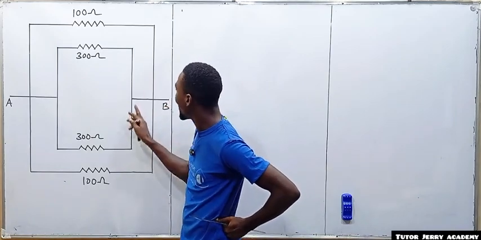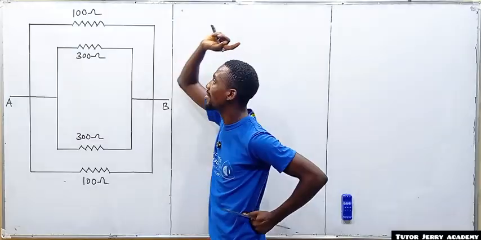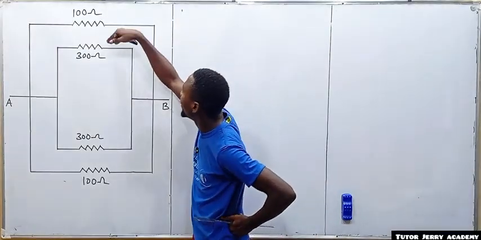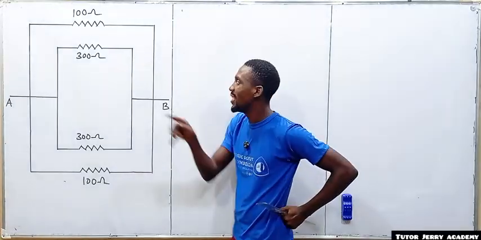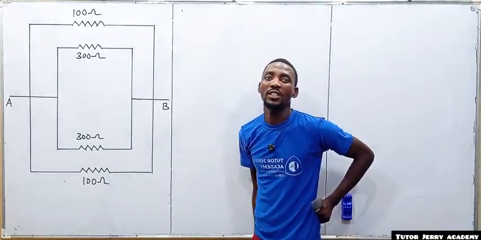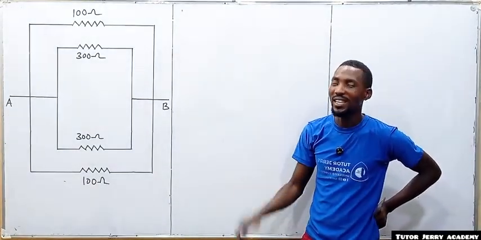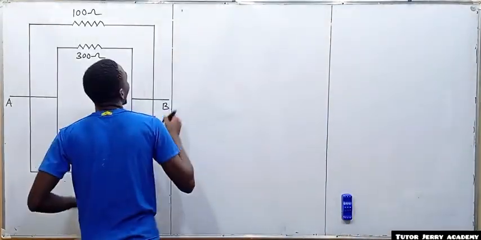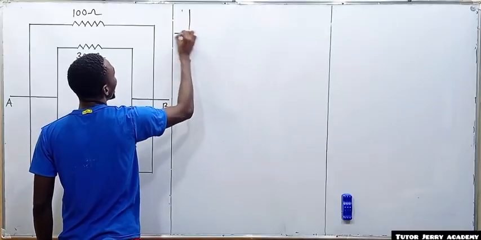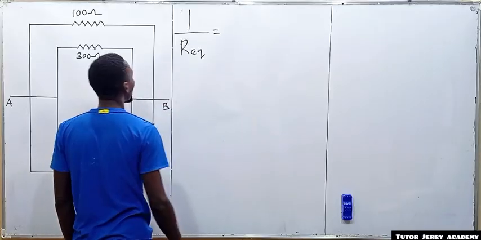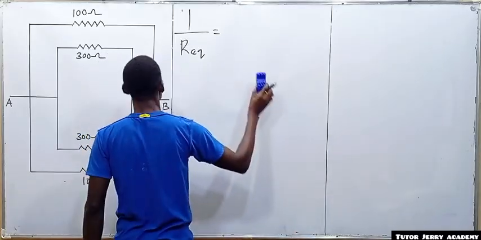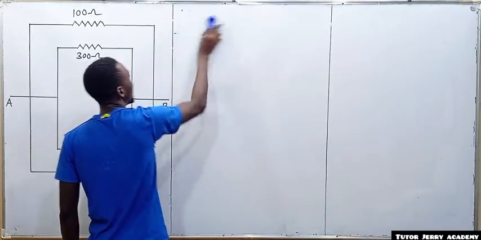and the current enters here, you are going to observe that different current will flow into this and this, and different current will flow into this and this. So it means that the four resistors, they are all in parallel. All right, so we are going to say 1 over R equivalent will be equal to, okay, let's arrange our work clearly first.